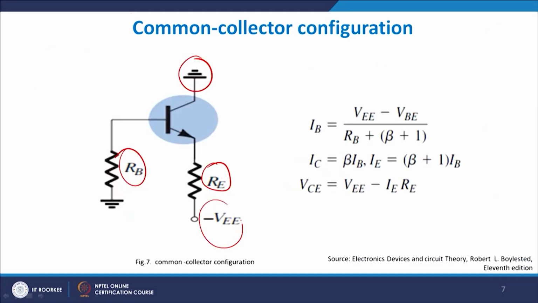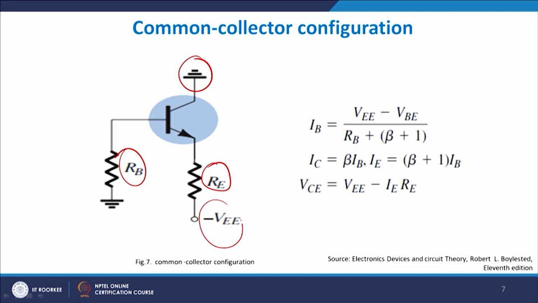for a common base configuration. But what you will see here, alpha is very close to 1, so you do not get any amplification out of common base configuration, because the amount of emitter current you are getting is approximately the same as the collector current, right, and that is the basic idea of a common base configuration. We do have a common collector configuration, in which the collector is common, or collector grounded configuration, in which the collector is grounded or is common between the base and emitter.